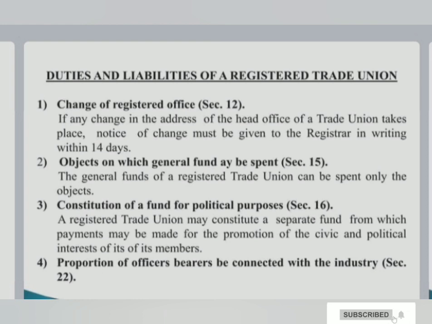The constitution of a fund for political purposes. Section 16. A registered trade union may constitute a separate fund from which the payments may be made for the promotion of the civic and political interests of its members. Proportion of office bearers to be connected with the industry. Section 22.